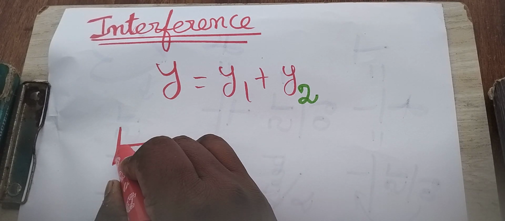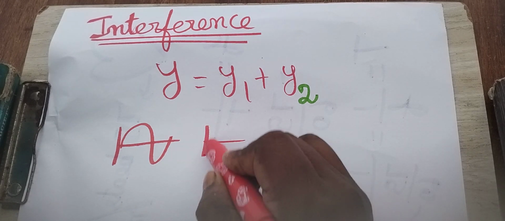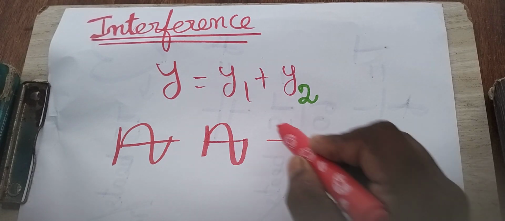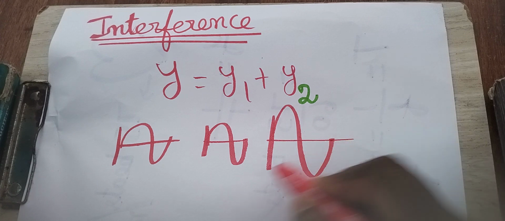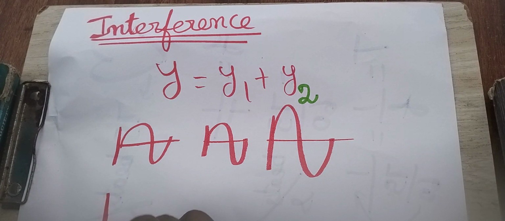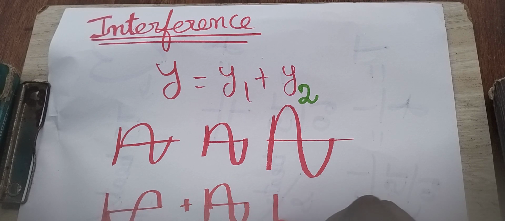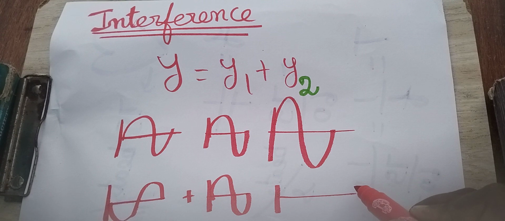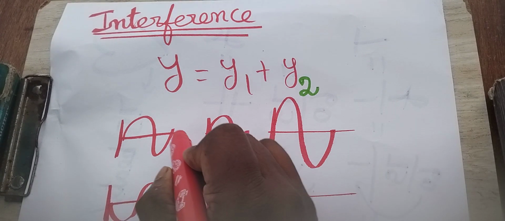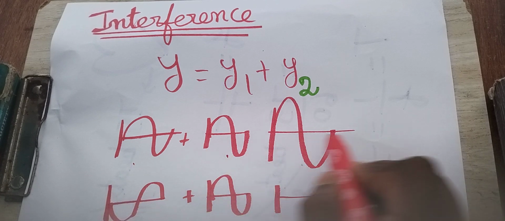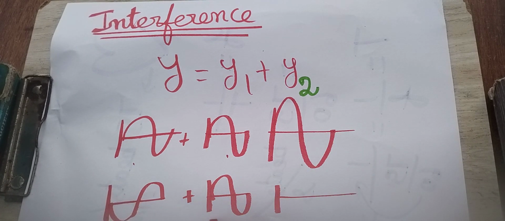When both waves are in the same phase, the interference is constructive, and the amplitude will increase. When both are in opposite phase, the interference is destructive, so no light or sound will come out. So the same phase gives constructive interference, and the opposite phase gives destructive.